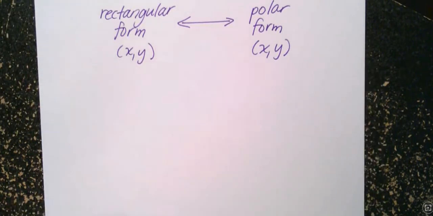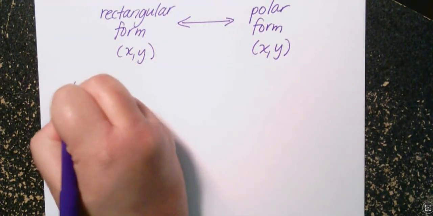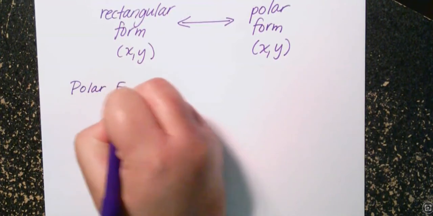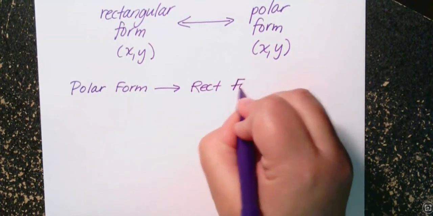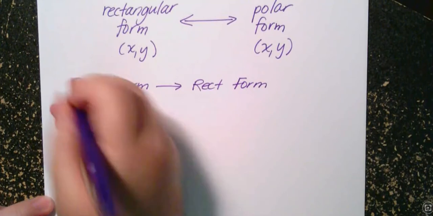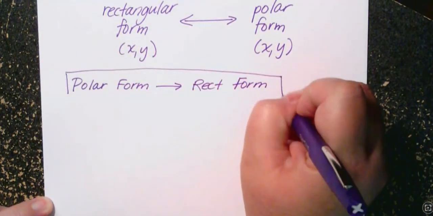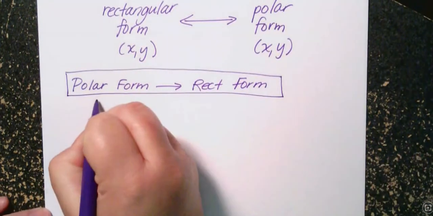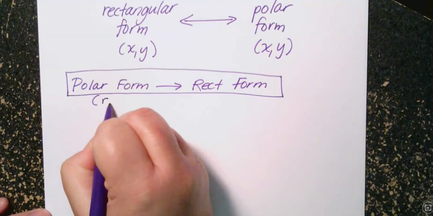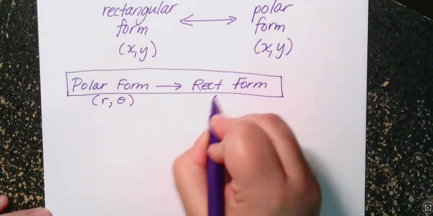Okay, so let's look at first, what if I have a point in polar form and I want to go to rectangular form? We have some sort of formulas, I guess you would call them, that we use to do this. And I want to go ahead and tell you the formulas first, but then I want to show you why they are what they are, because honestly, these are things you could come up with yourself. So this means if I'm going from polar to rectangular, I'm starting with r, theta, and I want to end up with an x and a y.